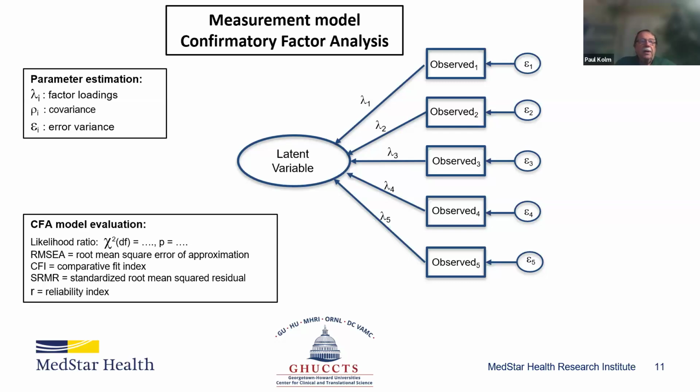And this is going to be a number between 0 and 1, 1 being perfect reliability and 0 being no reliability. And so in addition to looking at the factor loadings, we can also look at correlations between the variables themselves. And we can specify if any of these variables are correlated or whether they're all independent of one another.